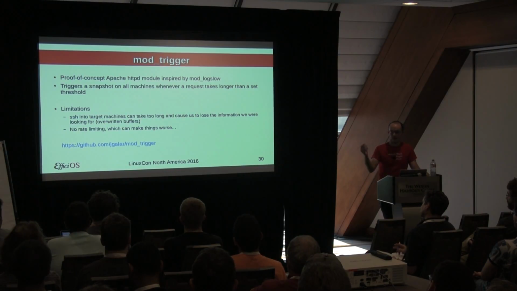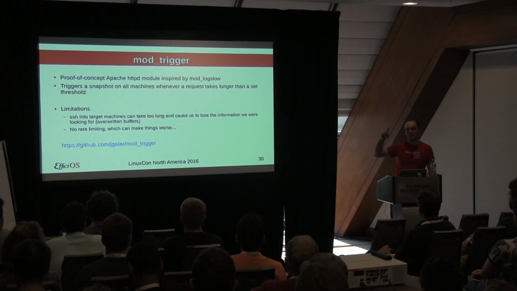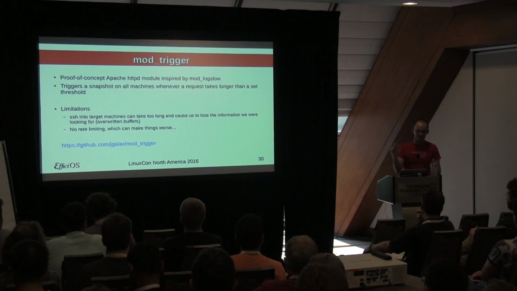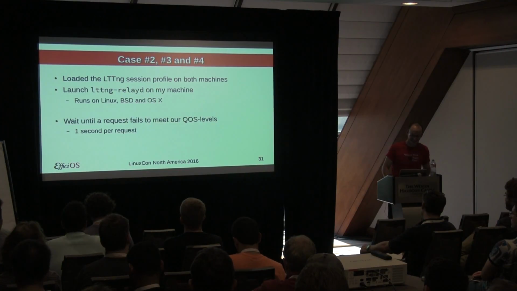Limitations: because I've made the code open out there, don't use that in production. I mean, it was developed really quickly for that demo. I'm just SSHing into the targets and taking a snapshot. This can take a long time, so you might have overwritten your buffers all the way and lost what actually happened during that request. And there's no rate limiting, so if you're just on the verge of exceeding your QoS, then taking a snapshot could trigger a number of other snapshots and go into a feedback loop. So really, proof of concept, do not use that.